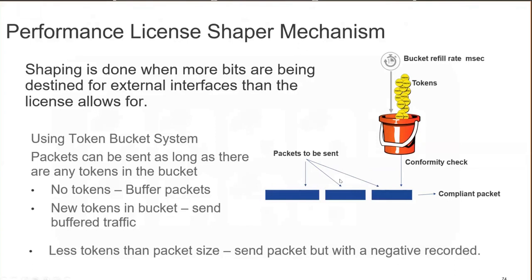At that time, when we see that there are new tokens, the packet can be sent. But if those tokens are less than required for that particular packet size, we'll eventually send the packet, but with a negative record, so that the number of tokens will be negative, and when the new tokens get added, it has to come above 0 for the next packet to be sent out.